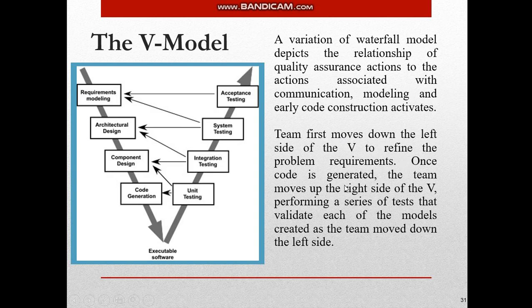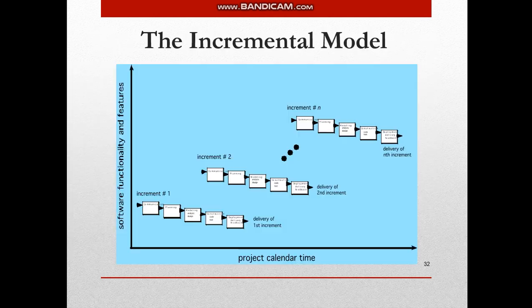requirements. Once the code is generated, the team moves up to the right side of the V, performing a series of tests that validate each of the models created as the team moved downwards to the left. यानी ये सब जो टेस्ट हम परफॉर्म कर रहे हैं वो एक एक चीज, एक एक पार्ट ऑफ द सॉफ्टवेयर को वैलिडेट करते जाता है, एक एक पार्ट ऑफ द सॉफ्टवेयर प्रोसेस को भी वैलिडेट करते जाता है. So that's why it is called the V model, because you're moving down the V first for completing the project, then you're moving up the V for just validating it, for just making sure that it is correct. So this was all about V model.